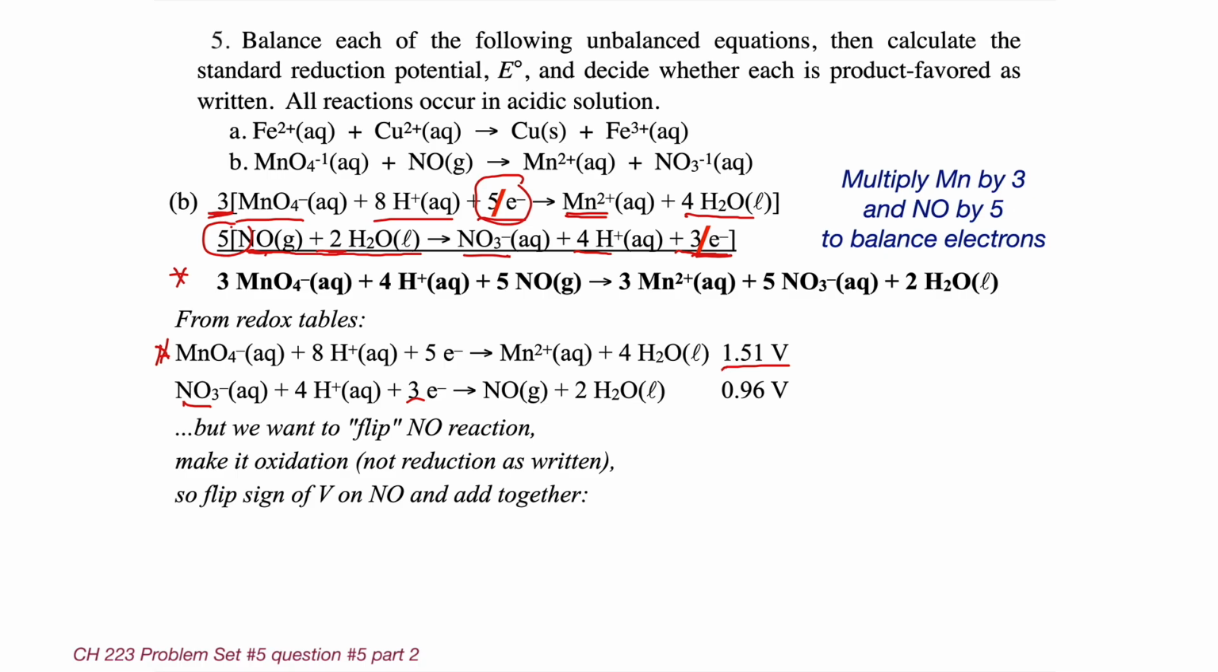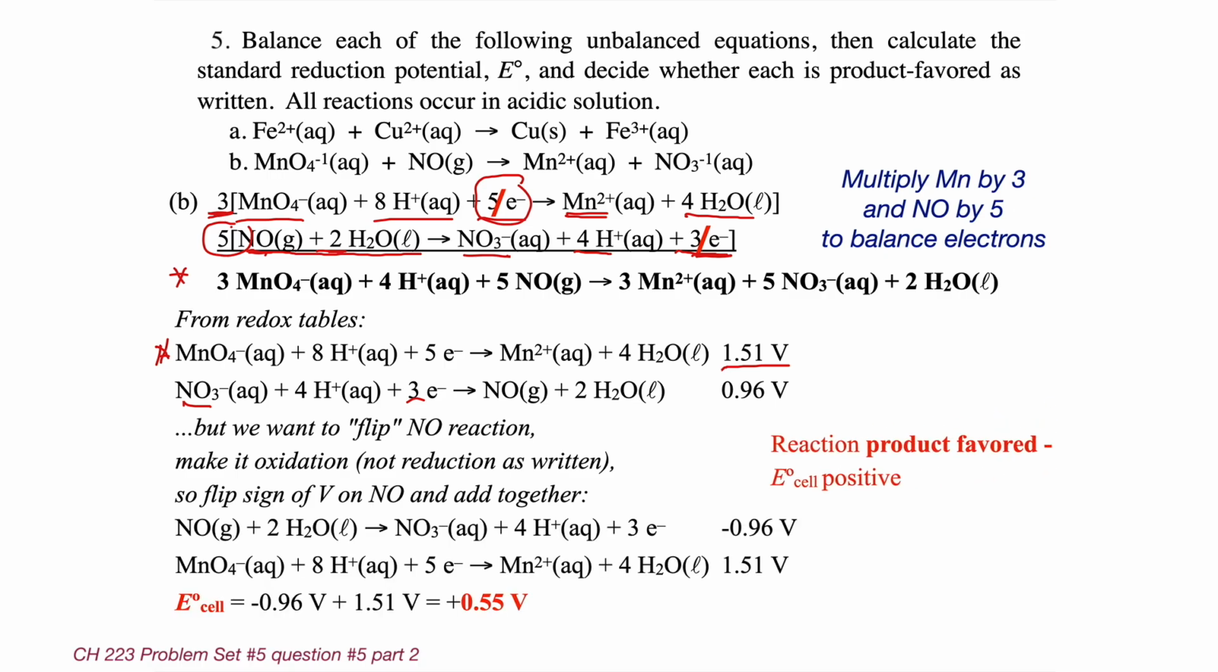And then like before, we need to flip the nitrate around because we don't want it as a reduction, we want it as an oxidation. If you do that, change the sign, so the positive 0.96 becomes negative 0.96 volts. Add that to 1.51 and voila, positive 0.55 volts. So this E cell is a positive number, and positive E cells are product favored. This is the battery. You put it together, it's going to work. And usually that's what people want, but sometimes it's cool, as we'll see, to have negative ones too. But on this one, definitely you're going to get a positive E cell value.